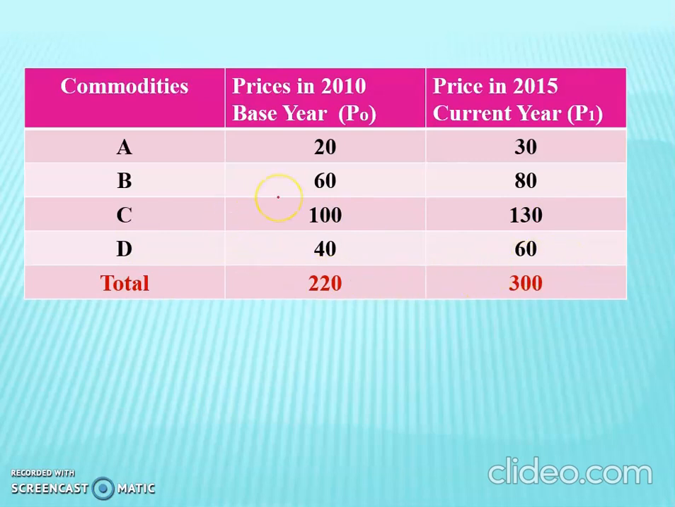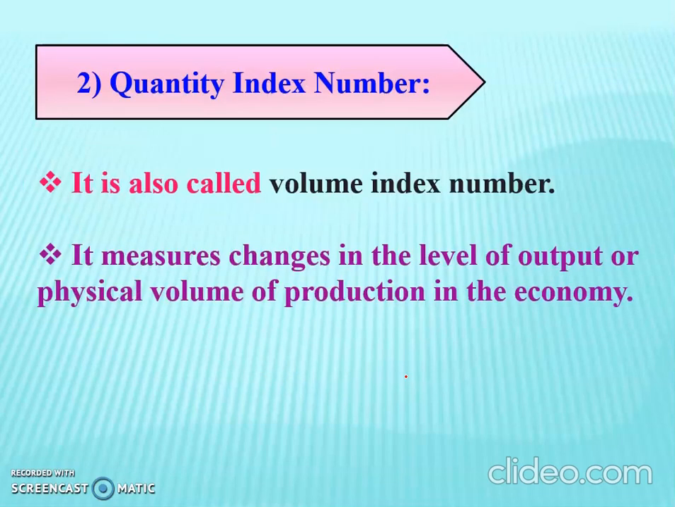So by calculating these changes, we can analyze how much the price has increased or decreased in the current year as compared to the base year. Clear? So here we are considering the price factor only. Therefore this particular index number is known as the price index number.